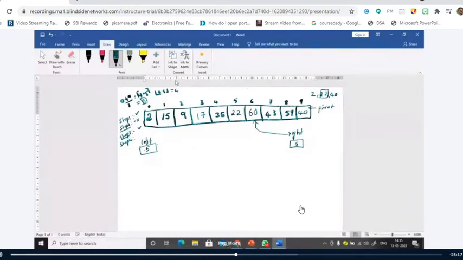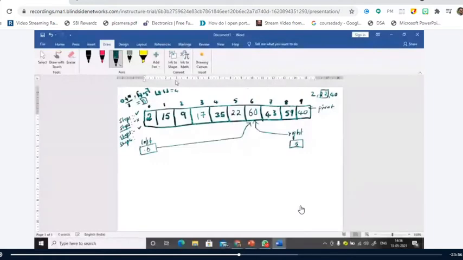Now my left is pointing to this location. Now tell me, 22 is less than 40. Yes, sir. True. Yes, you have to do the incrementation. Therefore, my left pointer is pointing to 60 again.